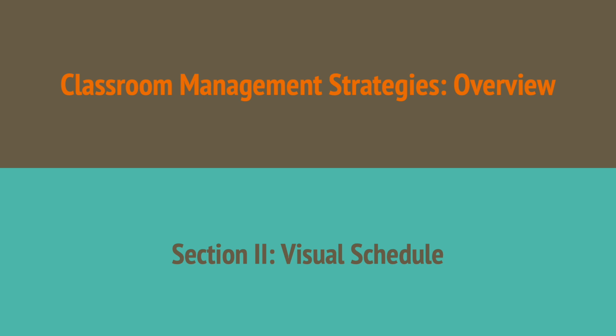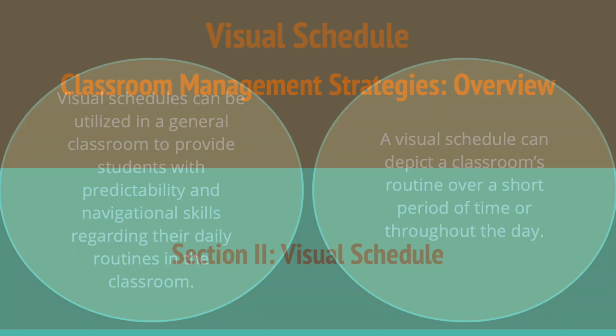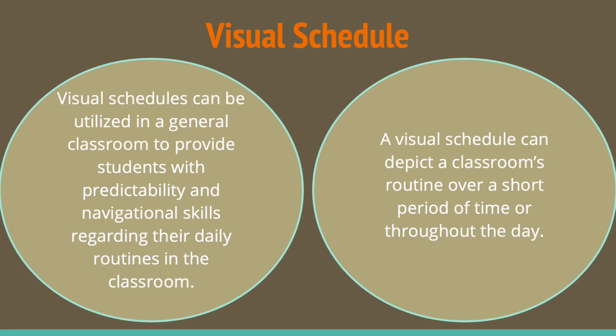Our second strategy in this unit is a visual schedule. Although visual schedules were created for students with autism spectrum disorder, visual schedules can be utilized in a general classroom to provide students with predictability and navigational skills regarding their daily routines in the classroom. It can be used over a short period of time, such as from the morning bell to lunch or throughout the day.